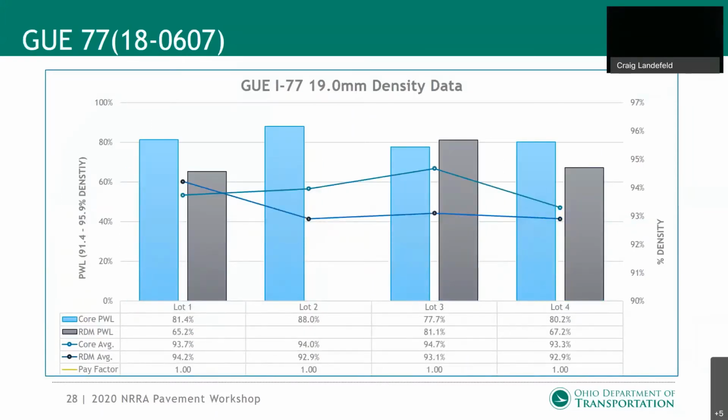Again, another project, the Guernsey density data. This is from Guernsey 77, and we saw very similar trends here, trending along together, but the PWLs and the RDM percent within limits weren't exactly matching.